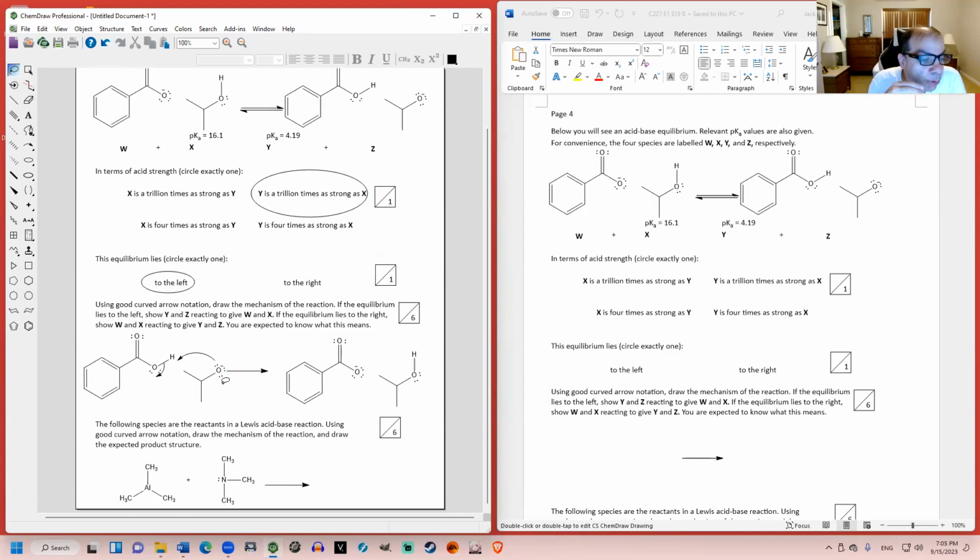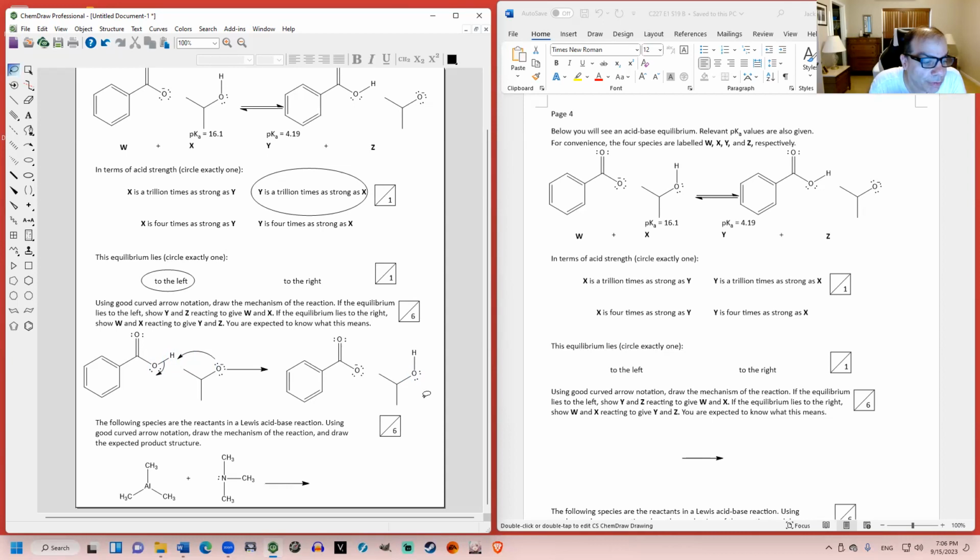And so again, the arrow starts at the base, always. There are no exceptions. The arrow will start at the species that's electron rich. And what this arrow means is that an electron pair from the oxygen is coming out and grabbing the proton off of the acid. And then this arrow means that we break the oxygen-hydrogen bond and put the electrons onto oxygen. So this oxygen now has a minus charge, and this oxygen now has a charge of 0. So that's how to draw that mechanism.